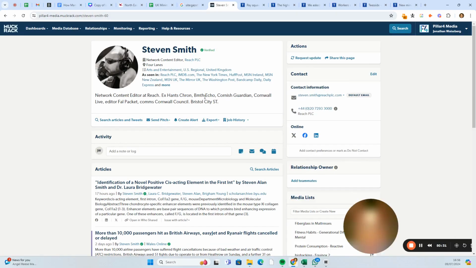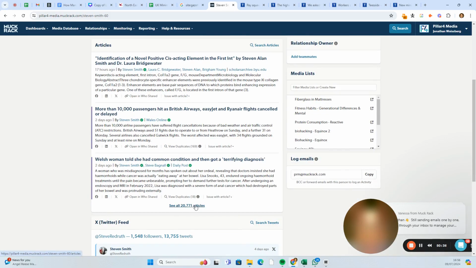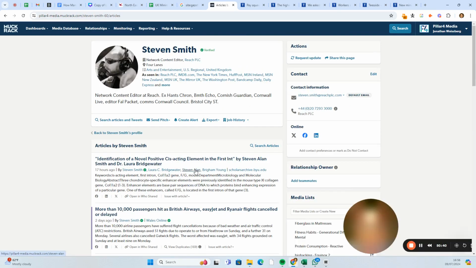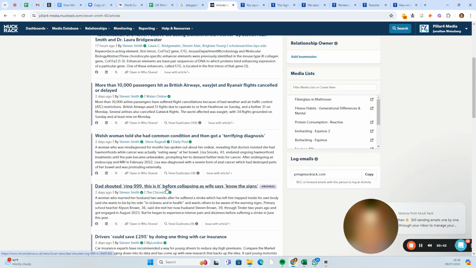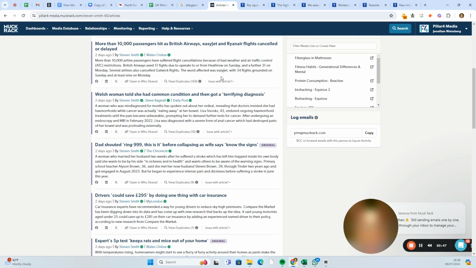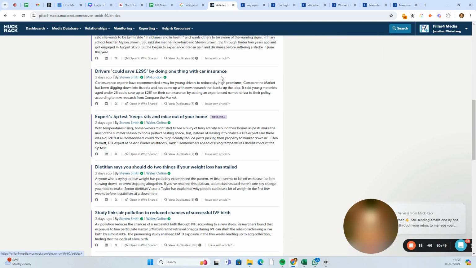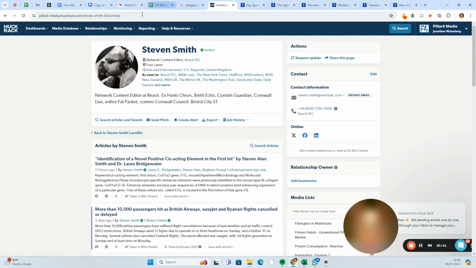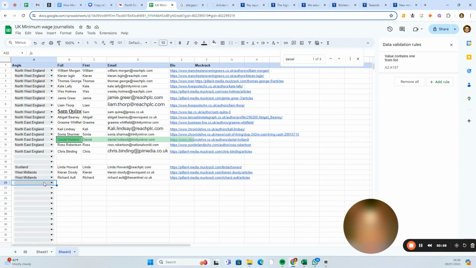He's an editor at Reach PLC, which means he'll probably write for loads and loads of different regions. Wales, the Chronicle. So the Gazette part is the one that we're looking for. Wales Online. Wales is his main thing, so I do want this guy, but I'm going to add him to Wales. Oh, that's the wrong button there. So Wales, Stephen Smith.